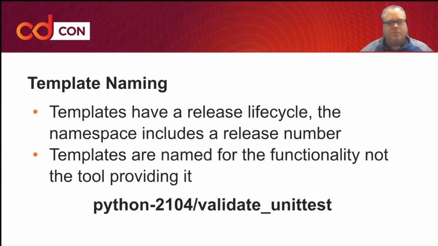Now, our philosophy for template naming is we define all of our Python templates and we release them together with a standard life cycle. We use a 1-year release life cycle. Our templates have a release number as part of the name so that we can have different versions of the template. And our templates are all named for the functionality they provide, not the tool that provides it. This allows developers to find the template that does what they want without having to know the names of the tools that are actually providing the functionality.